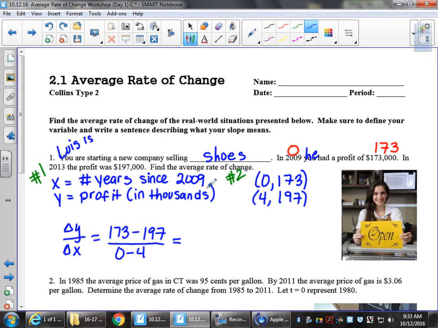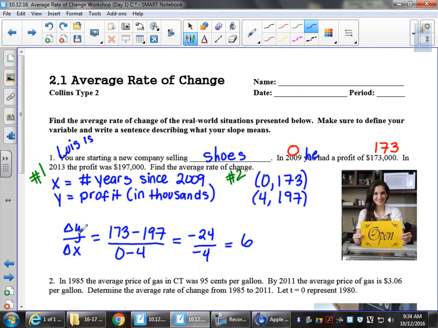Negative 24 over negative 4, which is 6. Let's show the work. Divide by negative 4 equals 6. Now, the reason why I stress the importance of showing this work like this is because if I go back, what is Y all about?